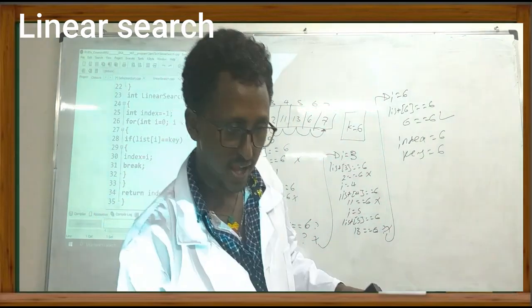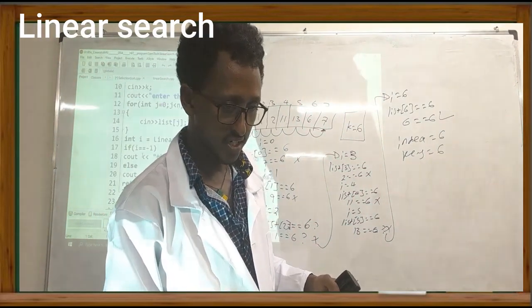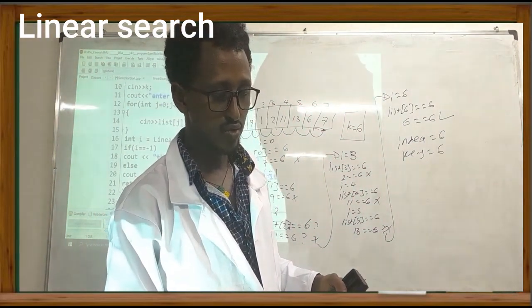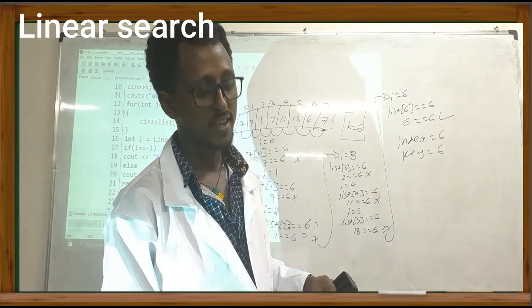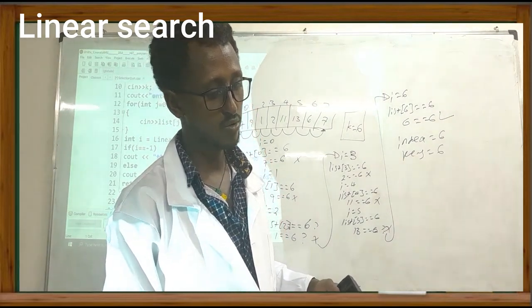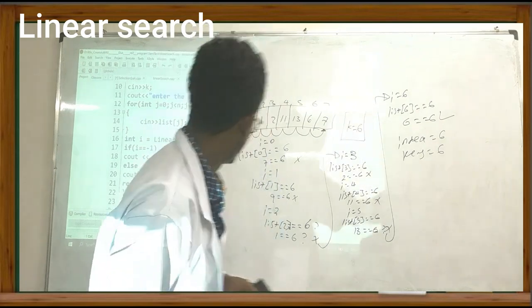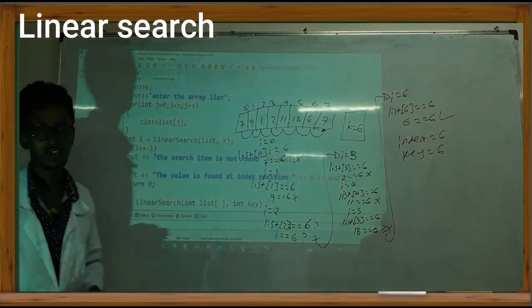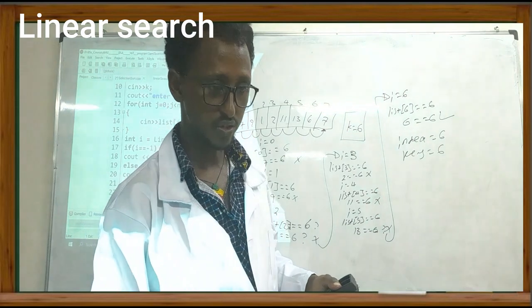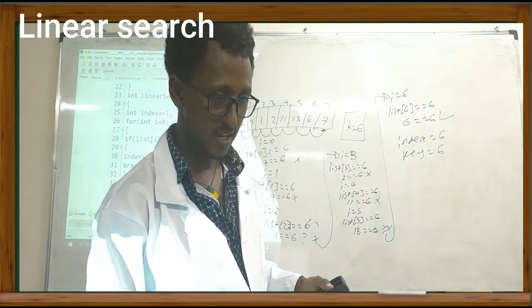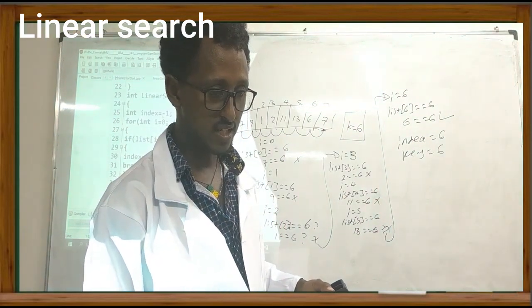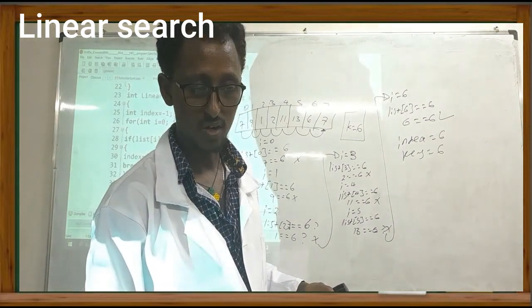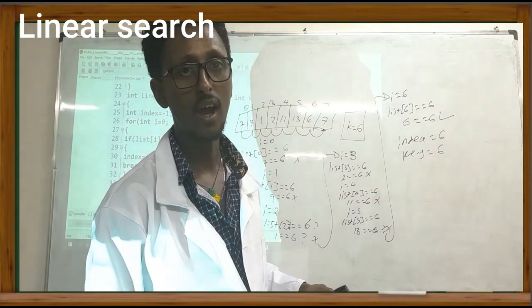And how do we display it? Look, this one. Int I is equal to linear search list comma k. So if I equals -1, I is not -1, because we got the index. If this is satisfied, index is equal to -1, unless index is I, and I is 6.